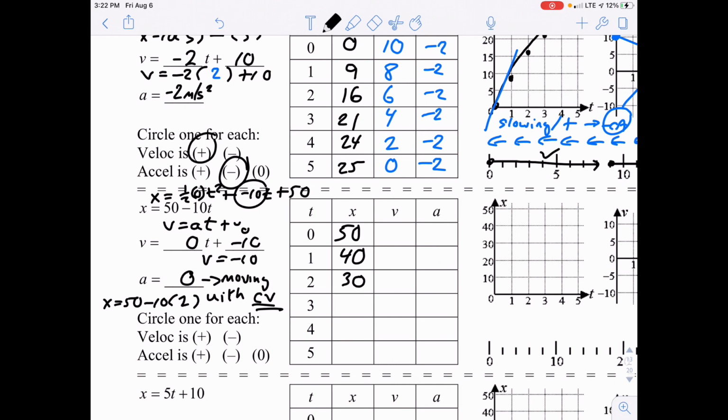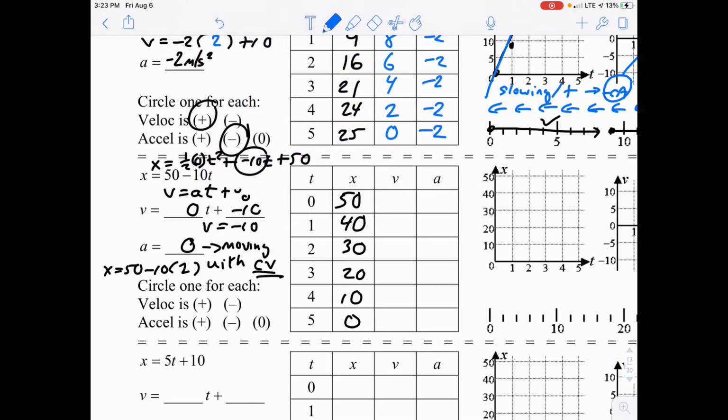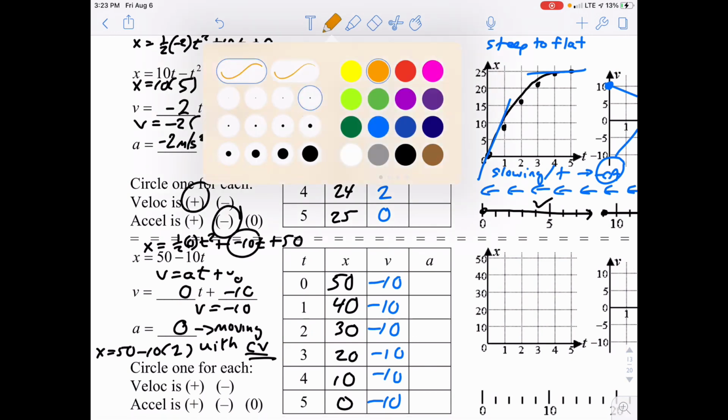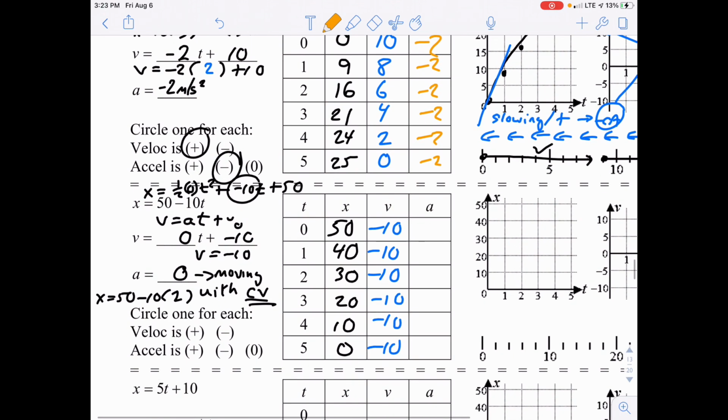And you can see we're dropping, we're moving back from 50 seemingly all the way to 0. So 20, right, then 10, then 0. We're dropping 10 meters every second. We're moving with constant velocity, so a constant velocity of 10. So it's negative 10 the whole time. And then I've got no acceleration the whole time, so I'm going to write 0 all the way through.